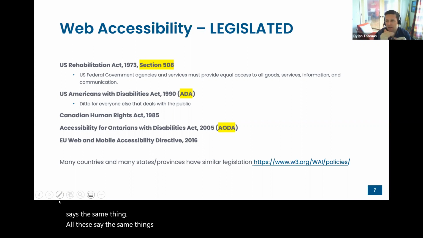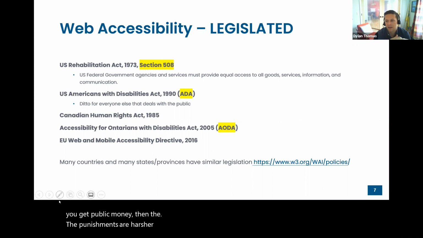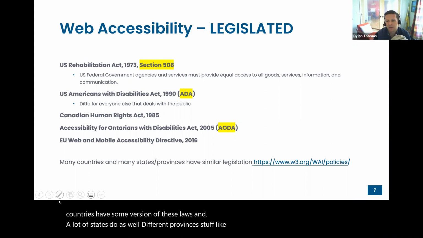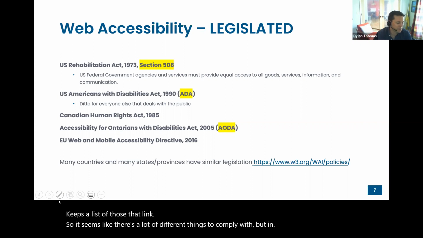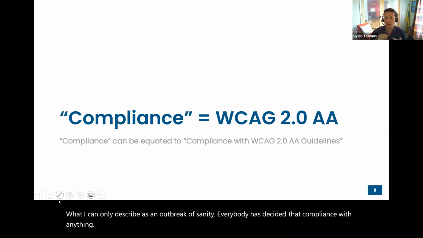There are other laws and regulations, but generally what they do is increase penalties for enforcement. So if you're a school and you get public money, then the punishments are harsher than otherwise. If you're a hospital and you get public money, same thing. Most countries have some version of these laws, and a lot of states do as well, different provinces, stuff like that. And the W3C keeps a list of those, at that link. So it seems like there's a lot of different things to comply with, but in what I can only describe as an outbreak of sanity, everybody has decided that compliance with anything equals complying with WCAG 2.0 AA.